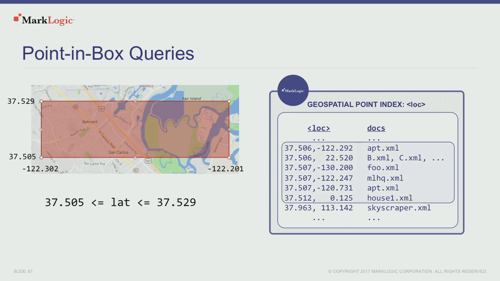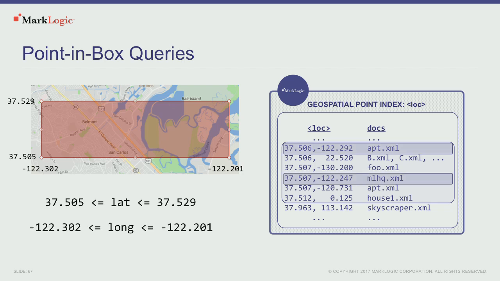So first we filter out by the latitude range, and all of those documents are together in the index. And then within each latitude band, we can then filter by the longitude range. And so this is how the geospatial point index finds its result, based on these boxes, which consist of two ranges. So here are the results that would be returned from this query.